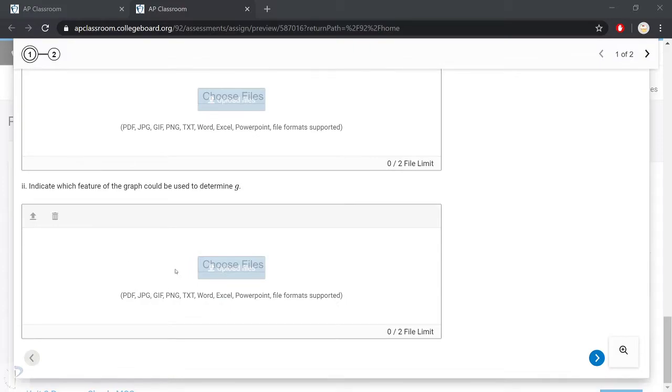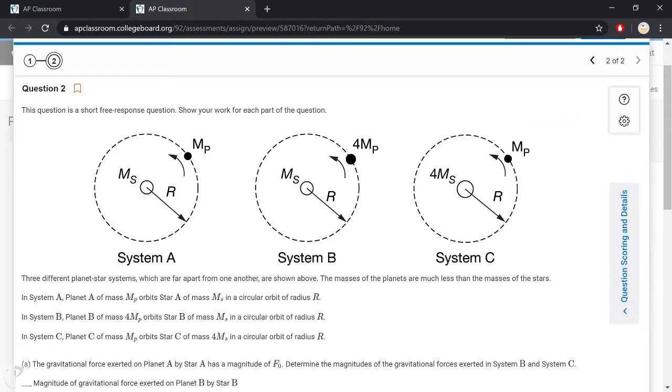Indicate which feature of the graph could be used to determine g, the slope. Alright, we're done with that one. Move it on. Question number 2.